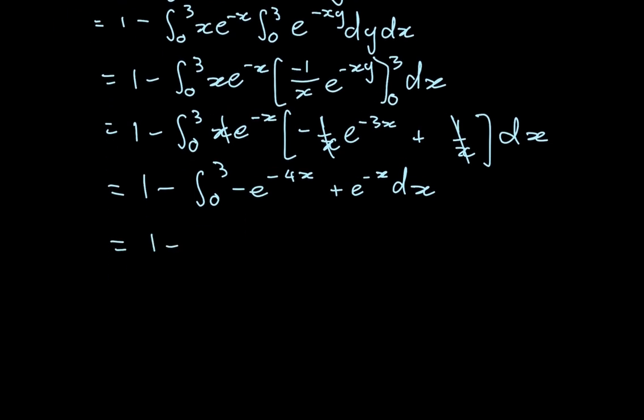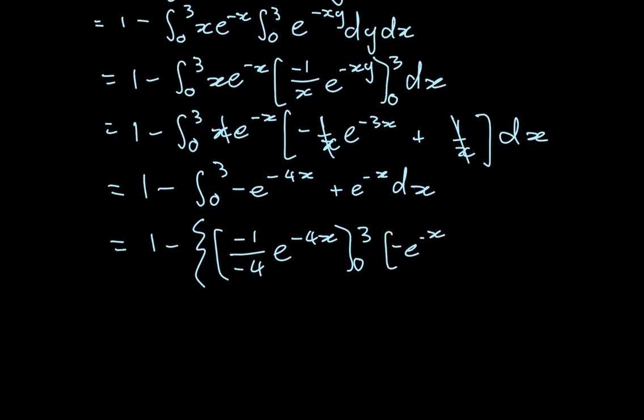So this is 1 minus, evaluating this integral, it's just e to the negative 4x divided by negative 4, evaluated from 0 to 3. Now let's make sure we don't get all the negatives confused here. So we have to be careful with brackets. Okay, and then integrate that from 0 to 3. It's just negative e to the negative x from 0 to 3.